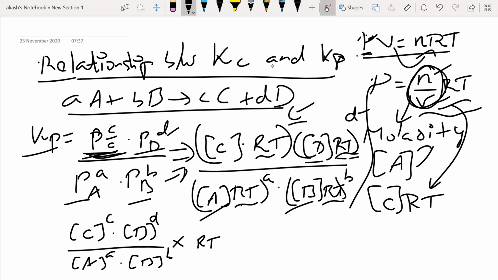So it's like 2 power 2 into 2 power 2. How do you write it? 2 power 4. How did 4 come? Basically, you add the powers, right? So it will be RT power C plus D.